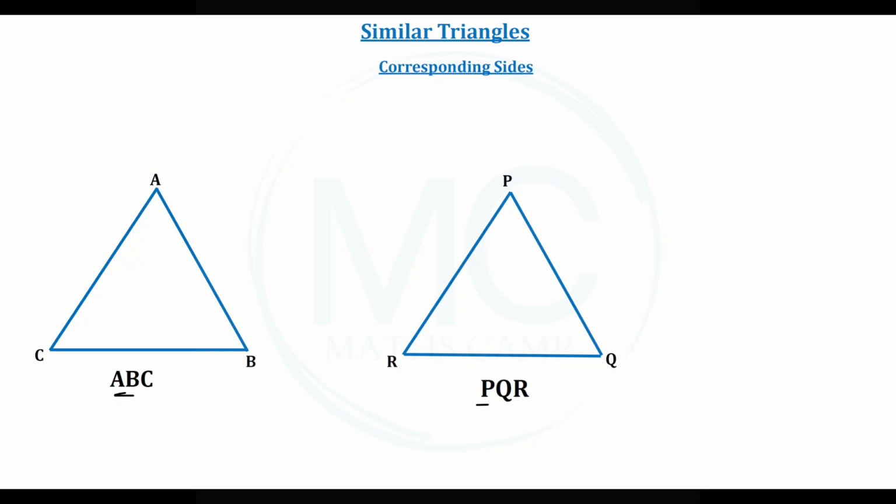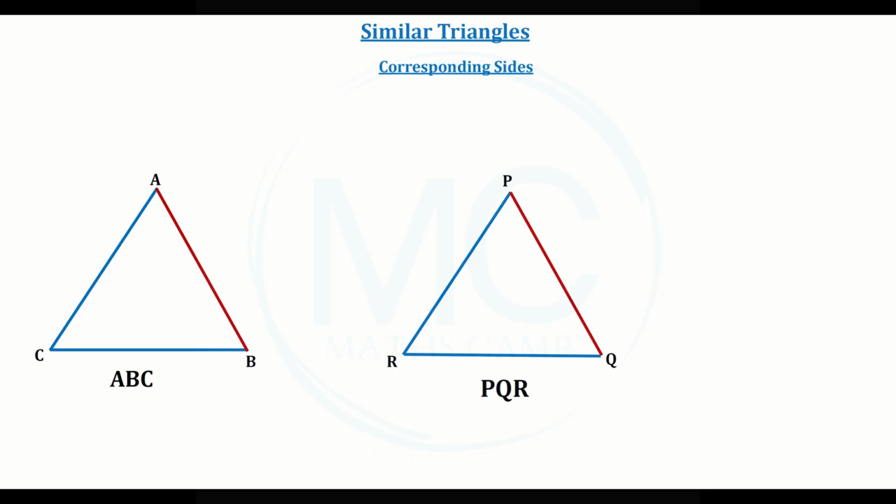A and B are the first two letters in ABC. So in triangle ABC, let's make the side AB red. P and Q are the first two letters in PQR. So let's make PQ red. So AB and PQ are corresponding sides.